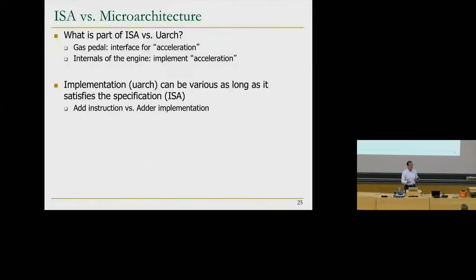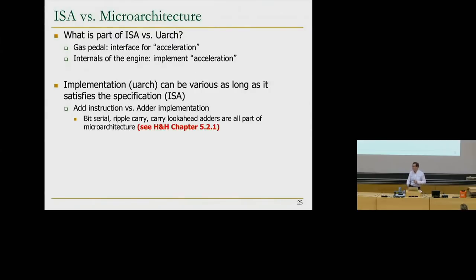So for example, you have the add instruction. Pretty much all ISAs have similar add instructions. And your adder implementation may be completely different underneath, right? You could have a bit serial adder. We discussed, you basically add one bit at a time every clock cycle. If you want to do a 32-bit addition, it takes 32 clock cycles.